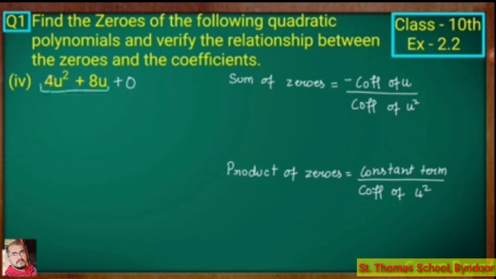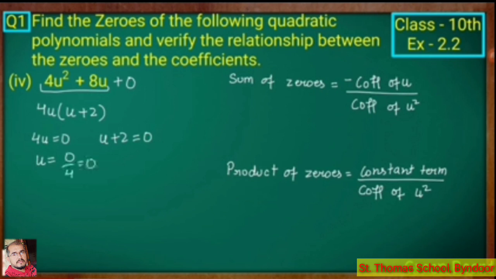So the first two terms, 4u square plus 8u, you can take 4u outside. What is remaining? U plus 2. And here 4u of u plus 2. 4u is the one term and u plus 2 is the other term. Okay, so now both the terms we equate to 0. So 4u equals to 0 and u plus 2 equals to 0. So 4u equals to 0 means 4 goes to the other side, 0 divided by 4 we are getting. So u equals to 0.